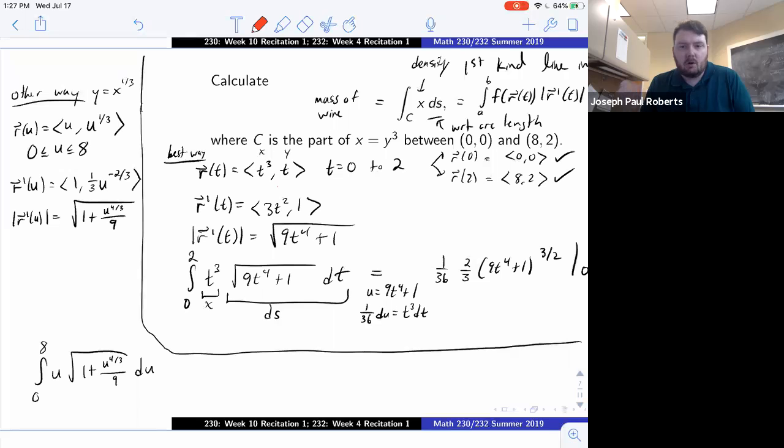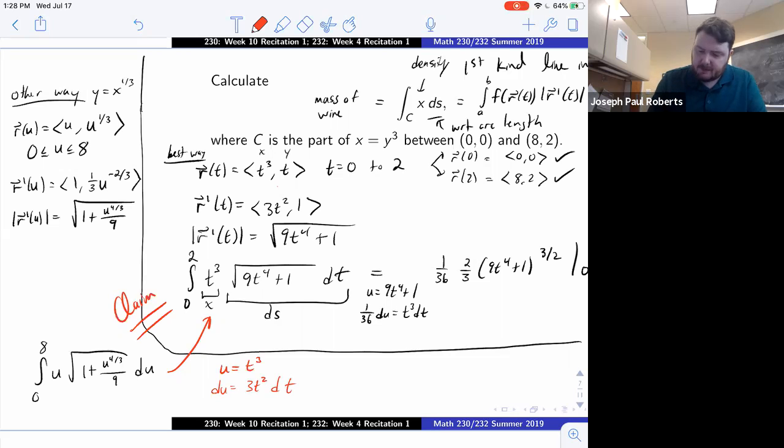without too much work, these integrals should be equal, right? Because we did correct parameterizations for each. So I claim that these are equal. And the thing that links these is a substitution. So let u equal t cubed. If I want to convert this one into that one, I would let u equal t cubed, and then du is 3t squared dt.